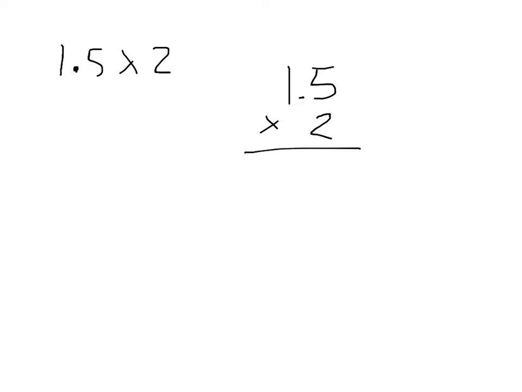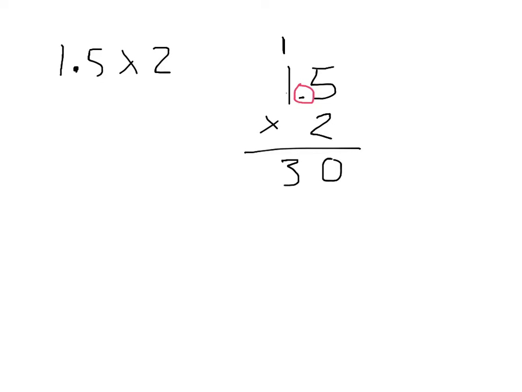So we'll do 2 times 5, which is really 2 times half, which is 1, so you put a 0 and carry the 1 in the ones place. 2 times 1 is 2, plus 1 is 3. Okay. Since we have a decimal here, we need to have the decimal there in our product.